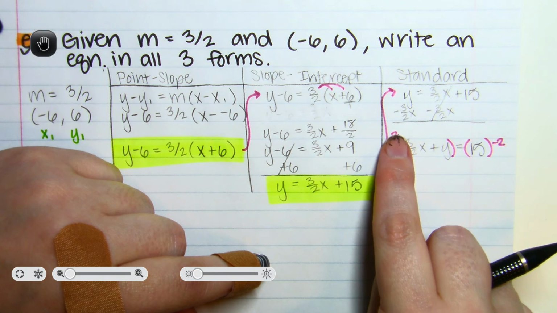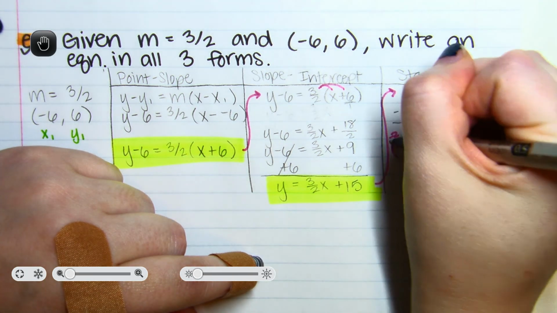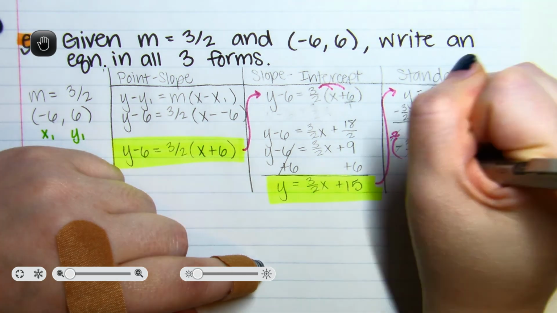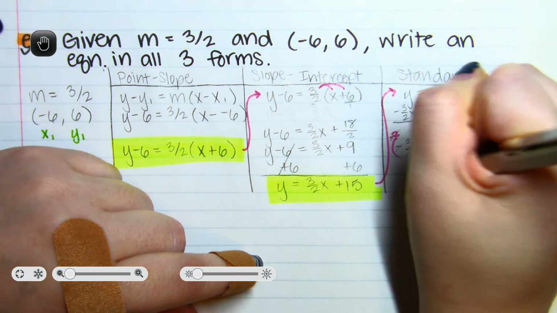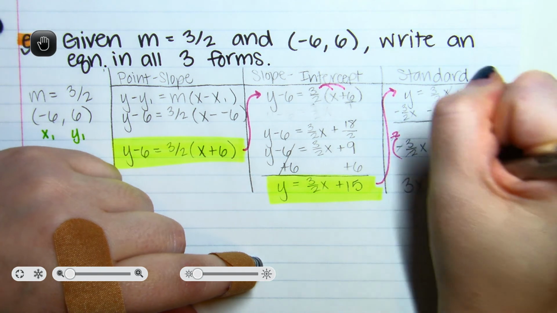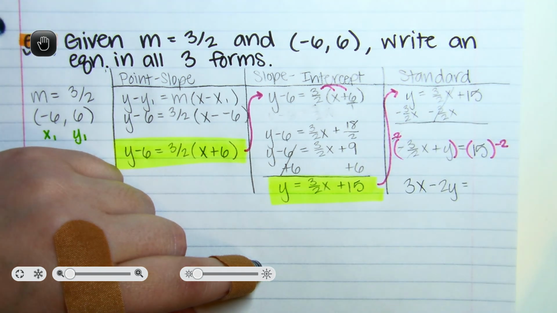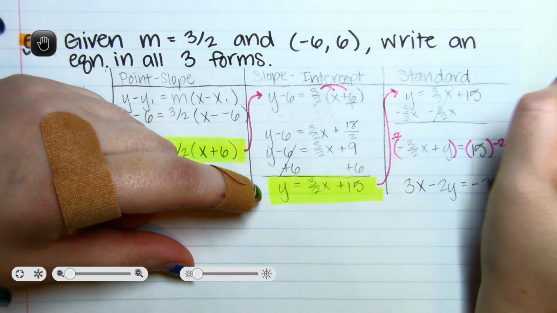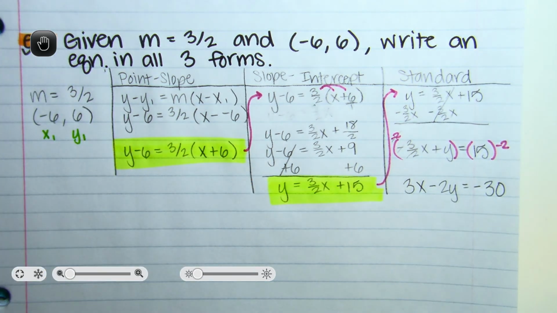So negative 2 times negative 3 over 2 will cancel out the negatives and the 2, and I'll be left with just 3x. Negative 2 times y is negative 2y equals 15 times negative 2 is negative 30.